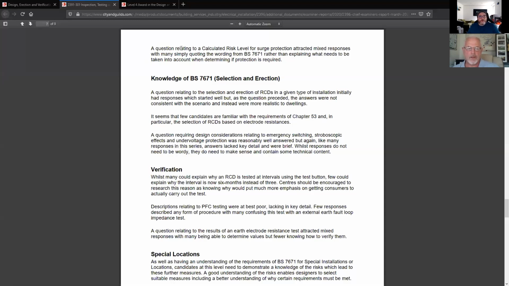Top paragraph here. A question relating to the calculated risk level for surge protection attracted mixed responses, with many simply quoting the wording from the regs rather than explaining what needs to be taken into account when determining if protection is required. Well, I know for a fact that the majority of companies delivering the regulations in a 3-day squeeze often skip past chapter 44 because it's only 2 or 3 questions in your exam and they didn't bother. Some of them that did cover it obviously didn't cover it in enough detail.